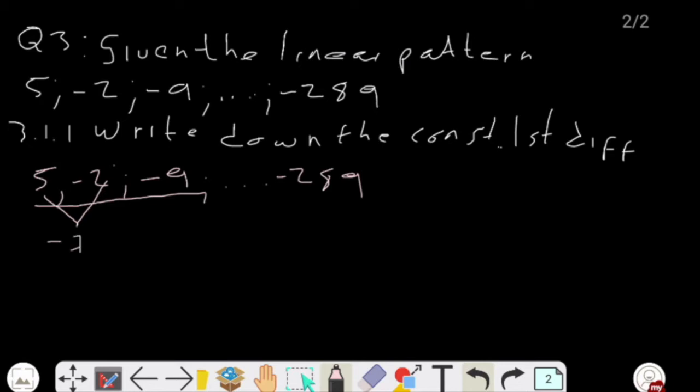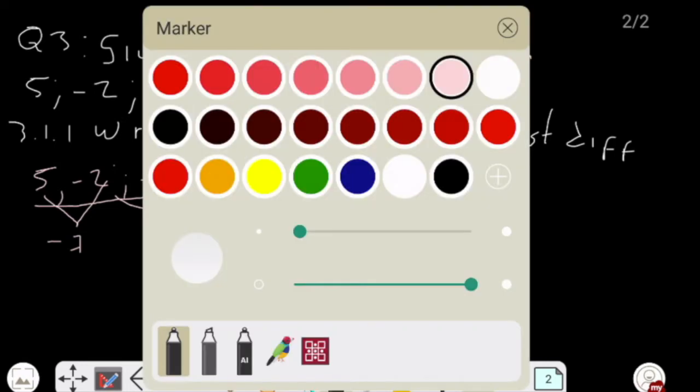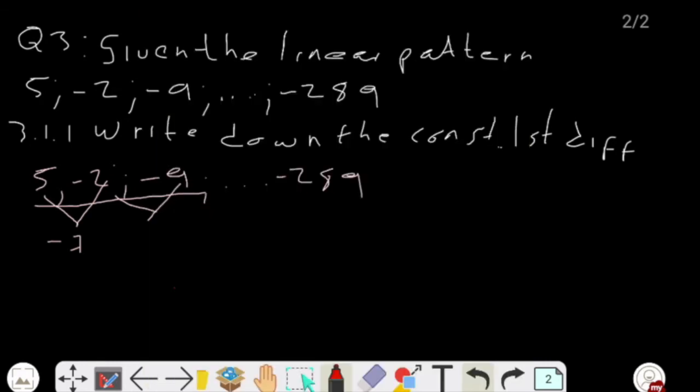Moving on to the next one, we have negative 9, yes, it's negative. It's negative 9 minus 2. Guys, one of the common mistakes is, when you do this, beware of the sign.